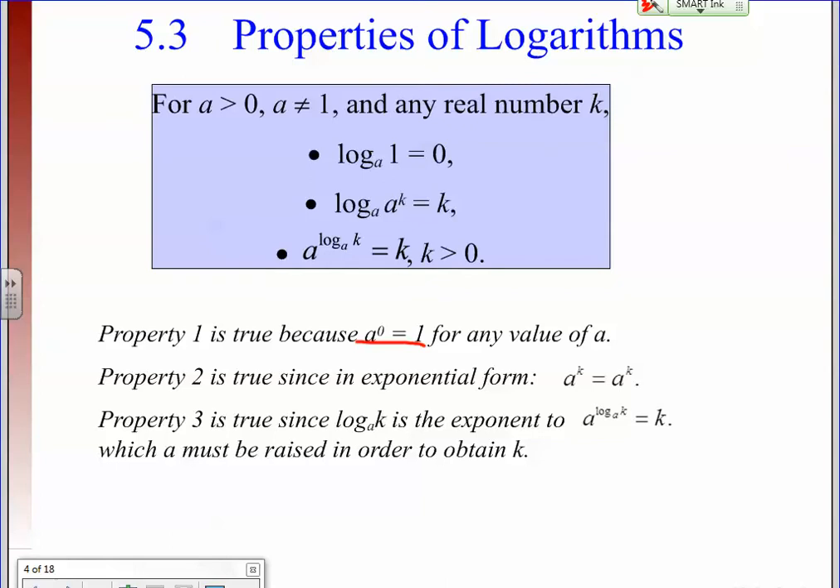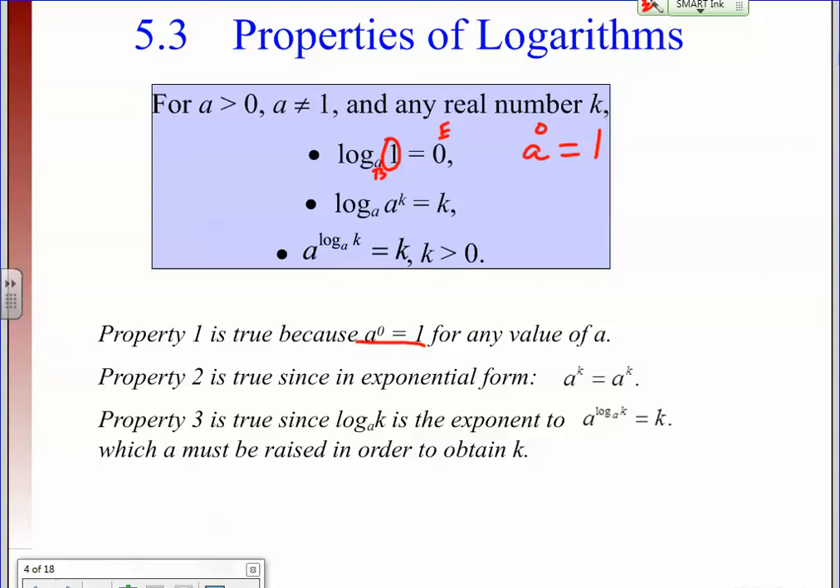Well, if we change this back to the exponential form, our base is going to be a. The exponent is going to be 0. Anything to the 0 power equals 1. So this is just translated back to the exponential form. So if we have a 1 here as our argument, the answer is always going to be 0, because to make this argument 1, our exponent has to be 0.